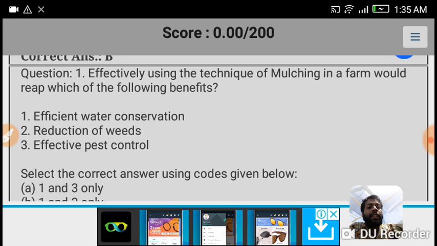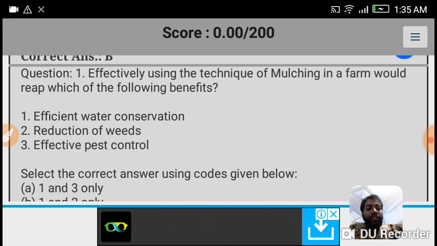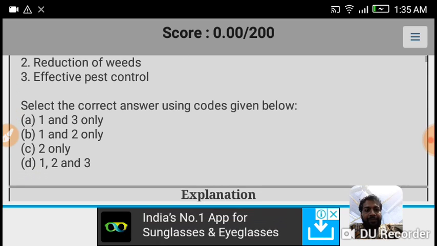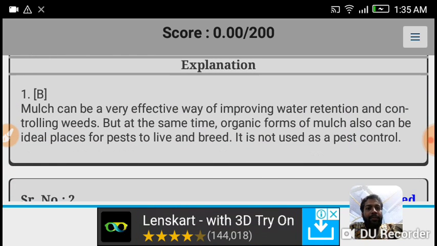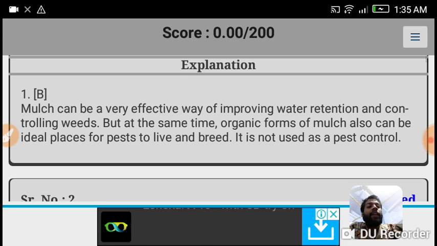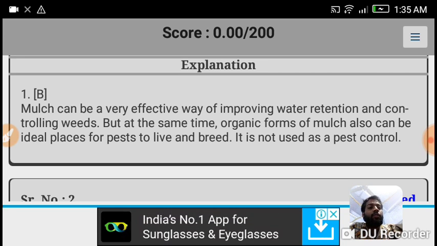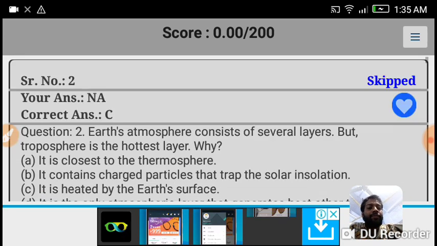But the third, effective pest control, is not correct. So 1 and 2 are correct. Mulch can be used very effectively for improving water retention and controlling weeds, but at the same time organic forms of mulch can also be ideal places for pests to live and breed. It is not used as a pest control.